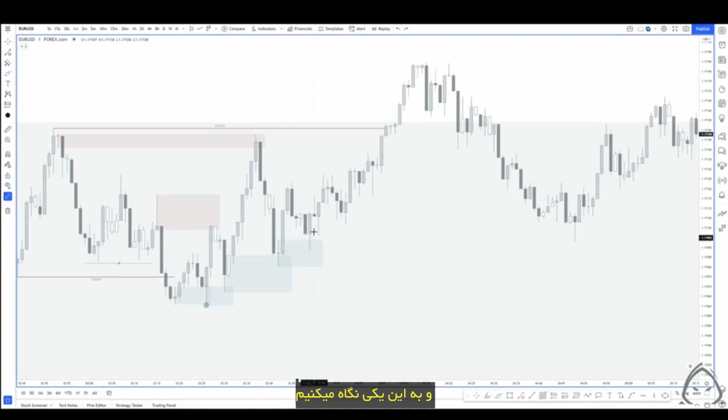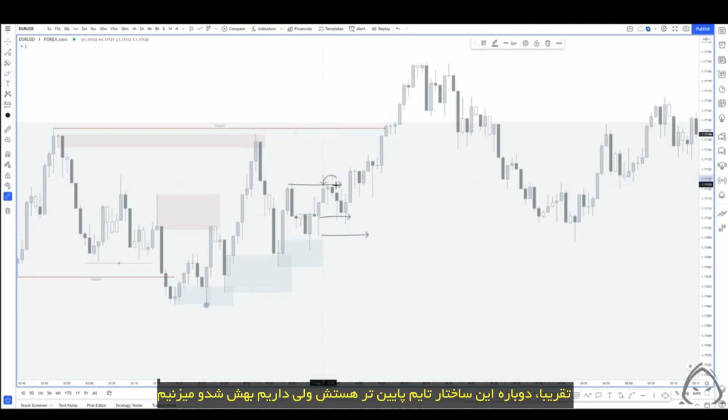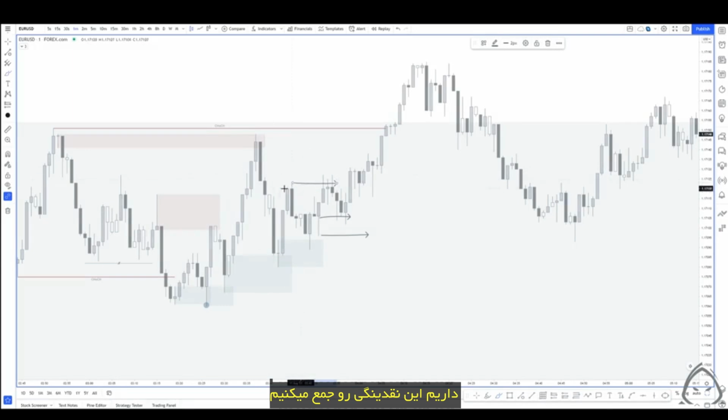And we continue on looking at this. We have a push to the upside. Do we break structure? No. Do we take liquidity? No. Do we mitigate something? Yes, valid. And then we continue on. We can see that we have this wick now. Do we break structure? Kind of. Again, this is lower time frame structure, but we're starting to wick structure. We're taking out the liquidity of this.